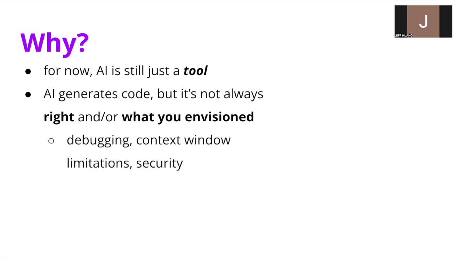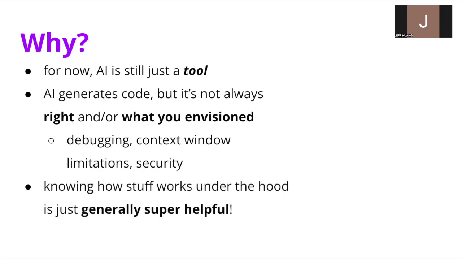For example, debugging, context window limits, security. If you've ever interacted with AI yourself, you might send it some stuff and it'll forget it a couple chats down. That sort of thing is what makes knowing these skills yourself really useful. If you can code it from the ground up, it'll help you interact with these tools a lot better. And just knowing how stuff works under the hood is generally super helpful.